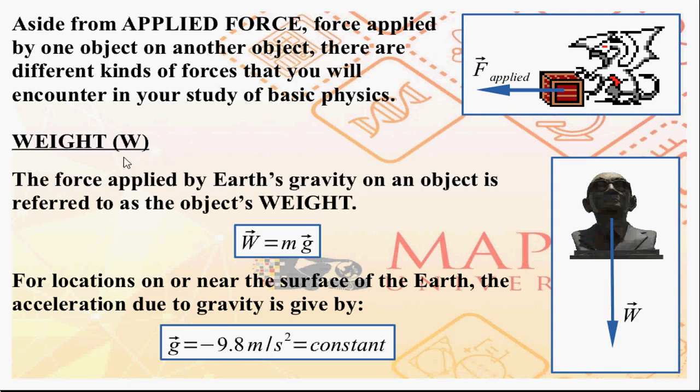First, there is the weight, variable capital W. Weight is the force applied by Earth's gravity on an object, and we use Newton's second law of motion to give us the equation for weight. The vector weight is just equal to mg, mass of the object, times acceleration due to gravity.